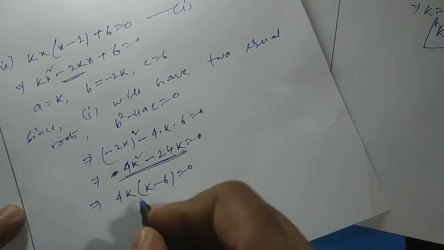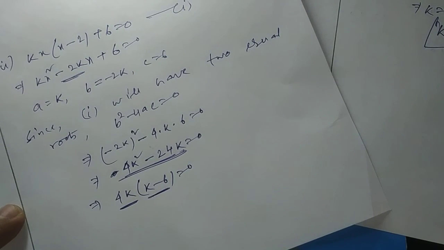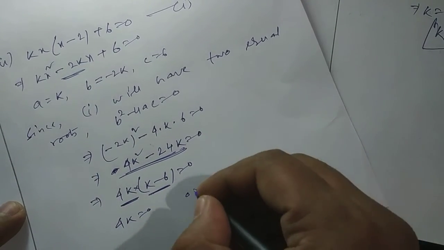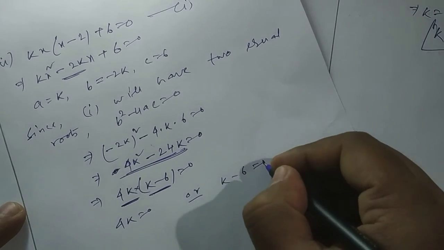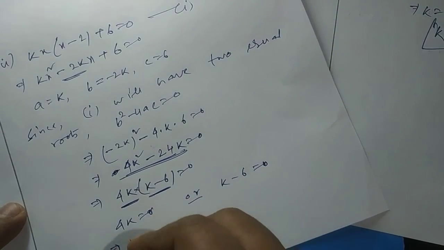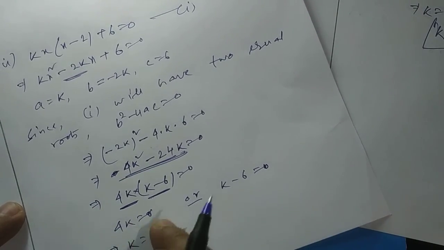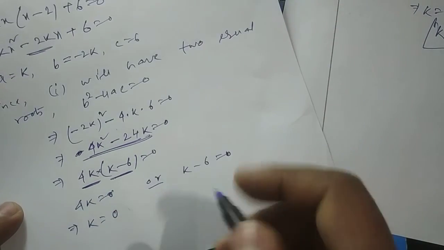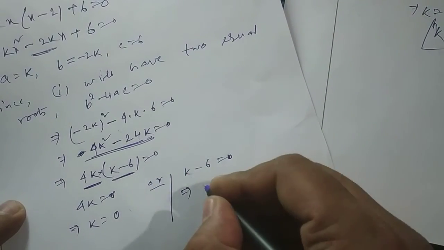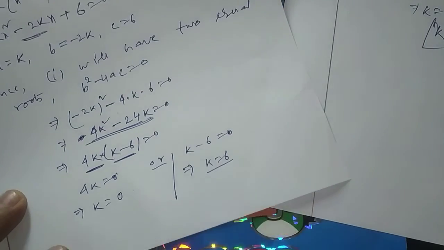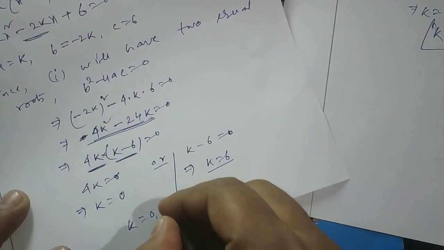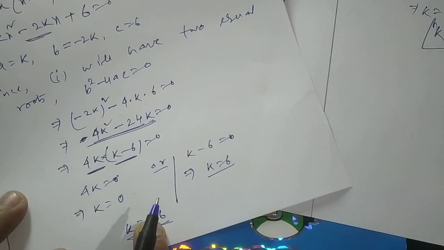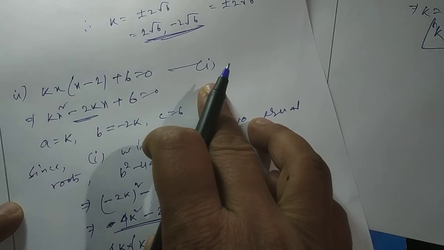So ultimately we got two factors, 4k and k − 6, and they are multiplied. So we can claim either 4k = 0 or k − 6 = 0. Since 4k = 0, k will be 0 by dividing by 4 on both sides. Here let us bring 6 to the right hand side. It will become k = 6. So we got two values of k, 0 and 6. For these two values of k, equation 1 will have two equal roots.